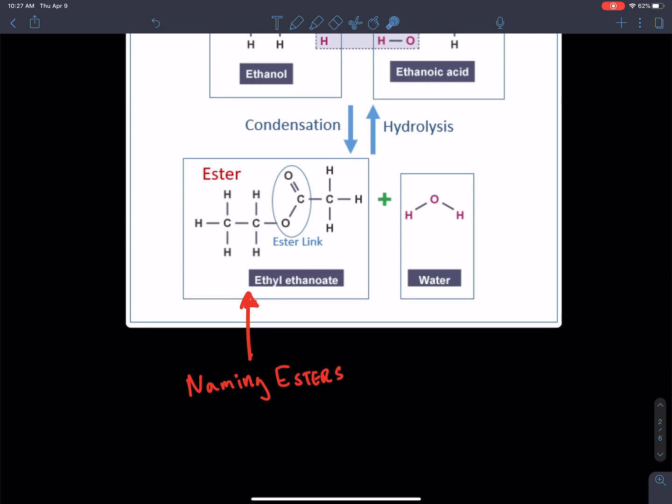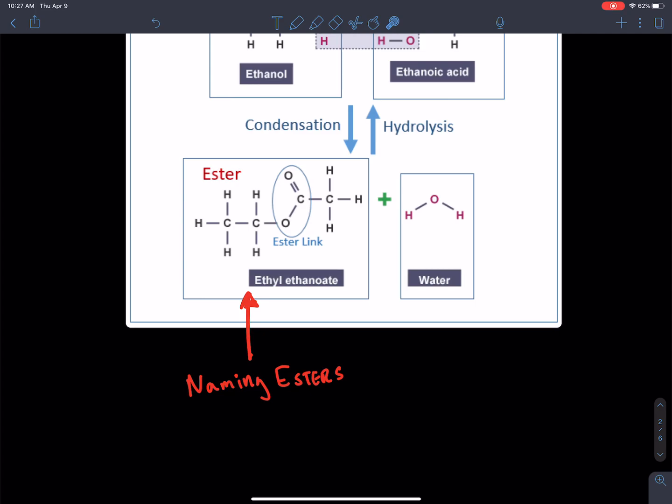Now, one thing we didn't talk about, and I'm just going to try to speed up the rest of this unit so we can get into the option. I'm not going to cover everything in this unit, but one thing we didn't talk about for the higher levels is naming esters. SL students didn't need to know that, okay?